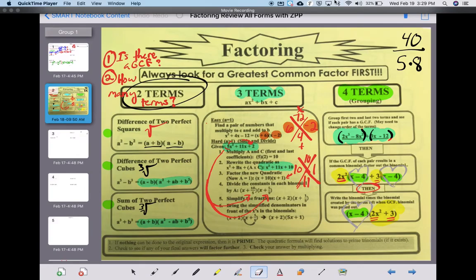All right, here we are. We are factoring. This is the factoring and zero product property review for our retake Friday, tomorrow.